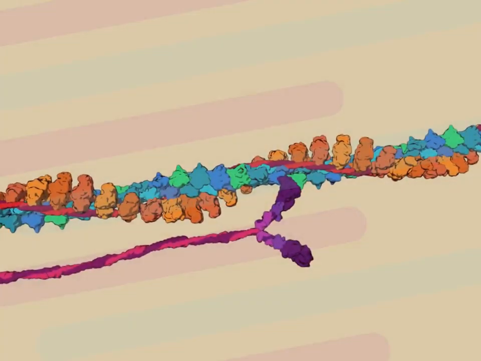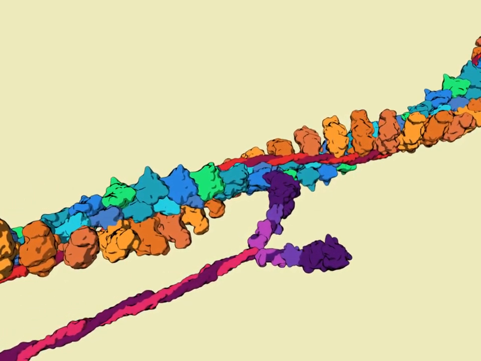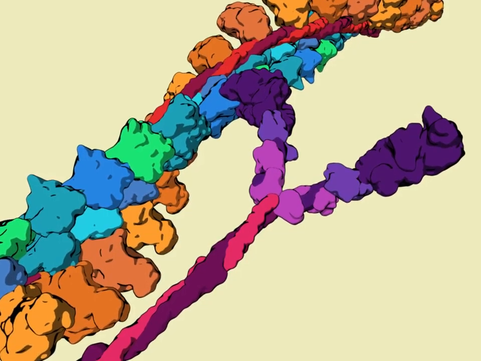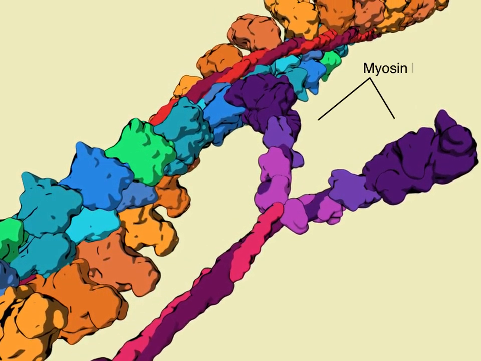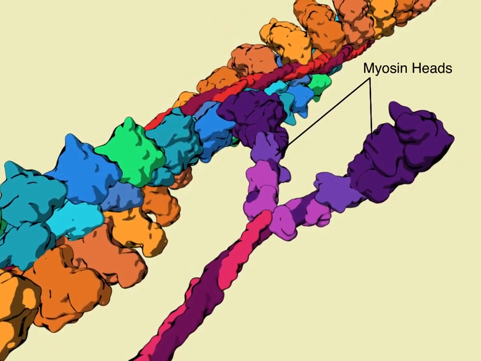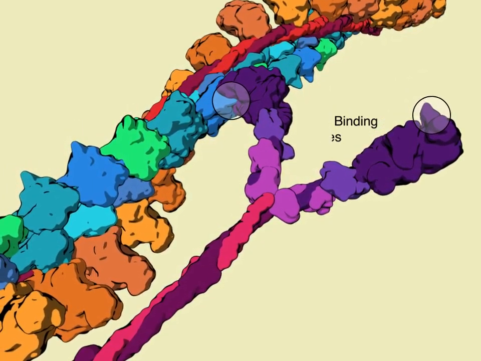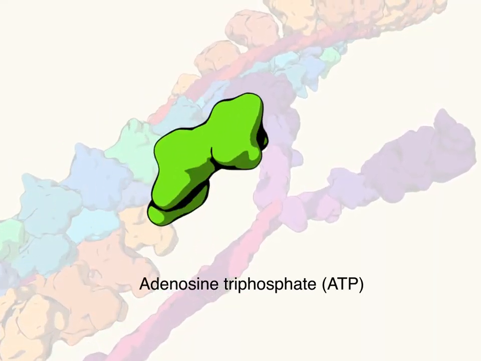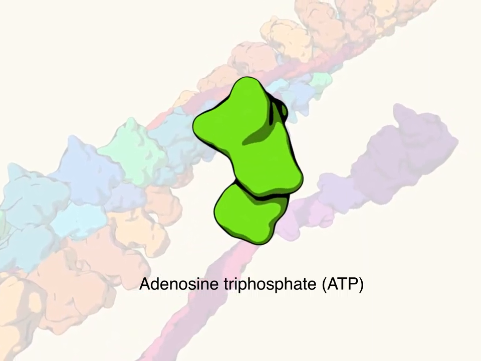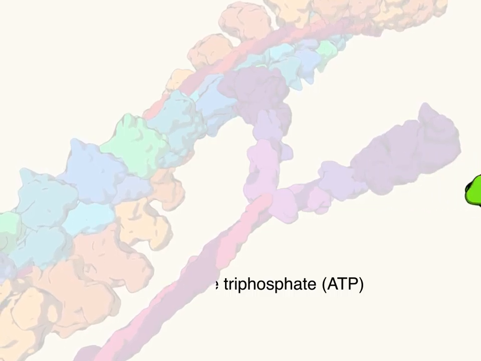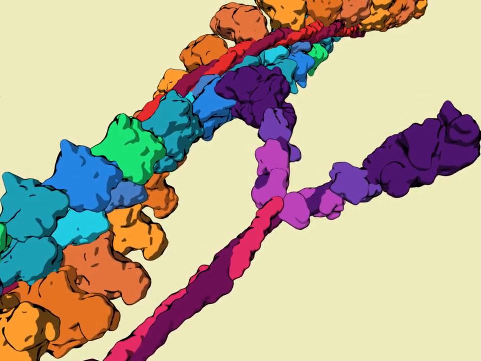When we zoom in even closer to the molecular level, we can see the molecular mechanics which allow myosin to pull on actin filaments. Each myosin protein has two protruding heads with actin binding sites. Adenosine triphosphate, or ATP, drives the cycle of conformational change that the myosin heads go through to pull actin fibers.